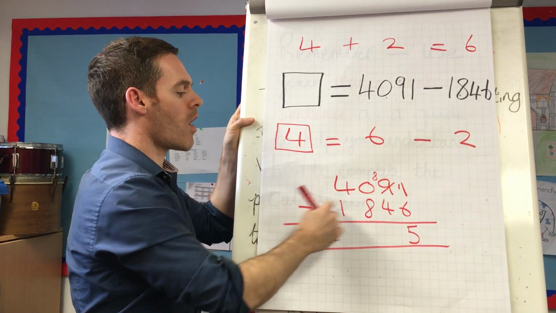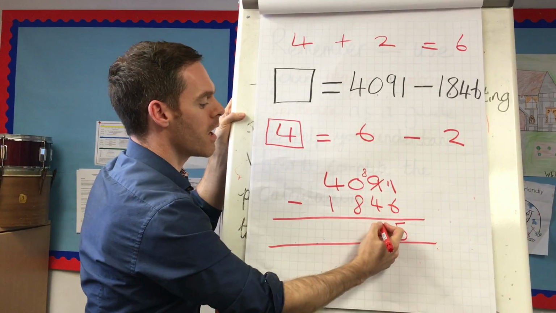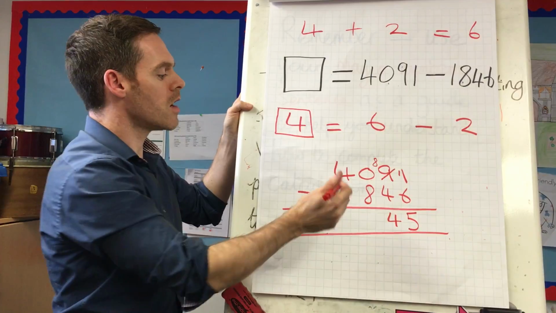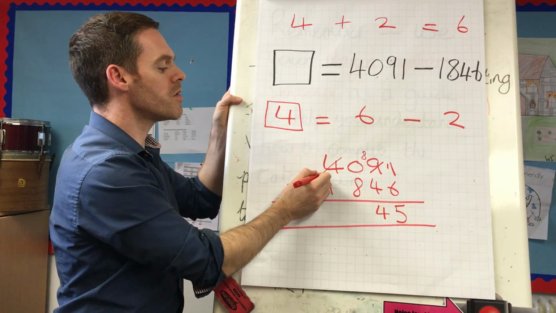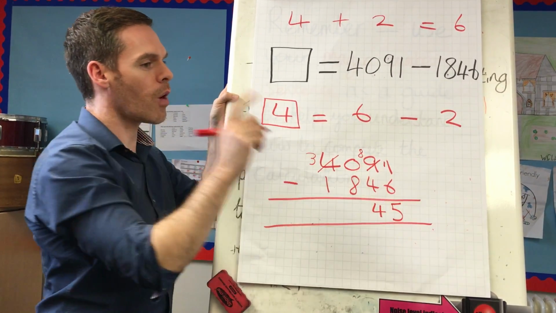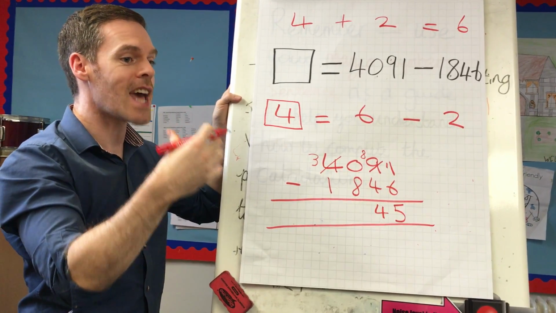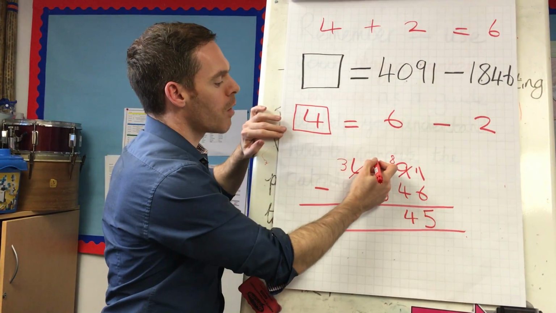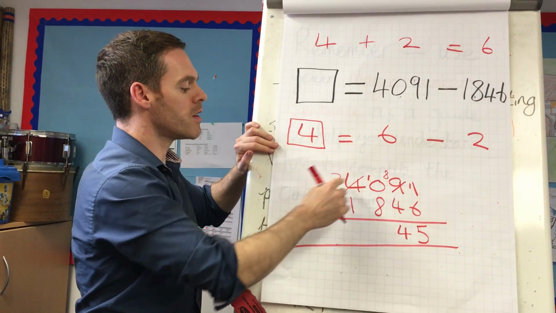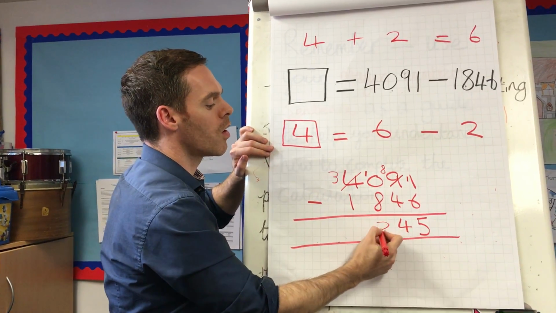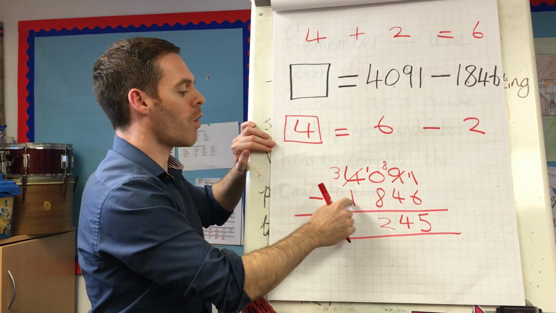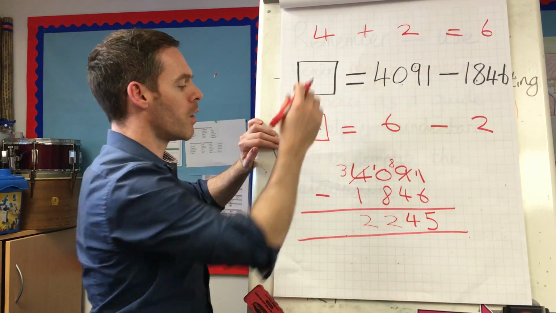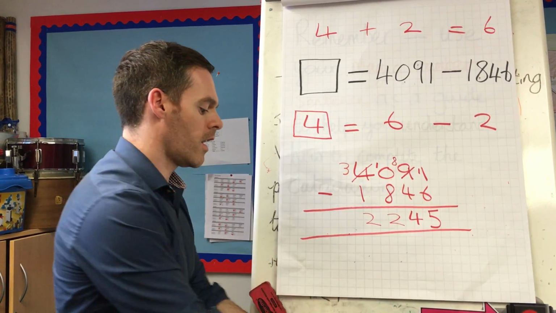8 tens subtract 4 tens, leave me with 4 tens. 0 hundreds subtract 8 hundreds. Well, I can't do that, so I'm taking one of my thousands. I've got 3 thousands left, and with that 1,000 I'm exchanging it for 10 hundreds, because 1,000 is exactly the same as 10 hundreds. So I've got my 10 hundreds now. 10 hundreds take away 8 hundreds, leave me with 2 hundreds. 3 thousands subtract 1,000, leave me with 2 thousands. So it's 2,245. I'm going to write that out now just to make sure that it looks correct.